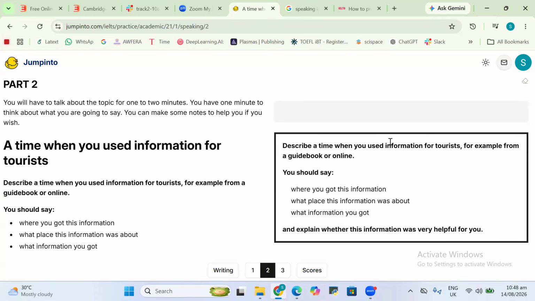And secondly, the second form of read is read. When you say I was reading, that is past continuous, but the best way you can say it is I read from the website. Okay.